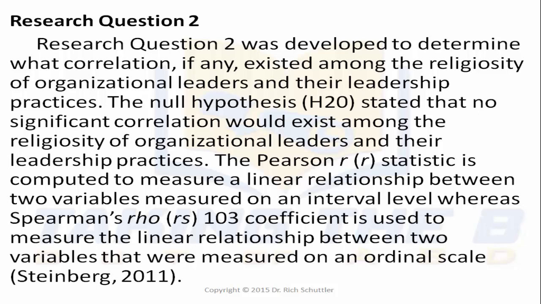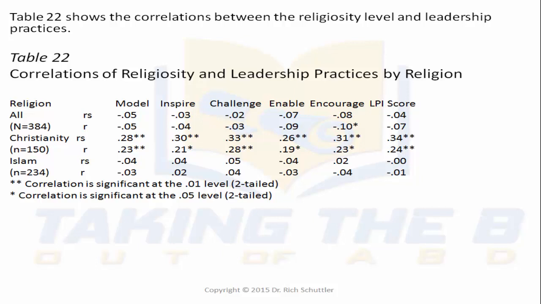So you can see by reading this, he gives you information about research question number 2, what it was, the null hypothesis, which test he used, and why. Now you can see in table 22 of his dissertation, which again, adding tables can add value to your dissertation, shows the correlation between the religiosity level and leadership practices. I have cut and pasted this straight out of his work, as he allowed me to do. So you can see all the information for the different religions, whether it be all Christianity or Islam, and the numbers associated with it from his testing.